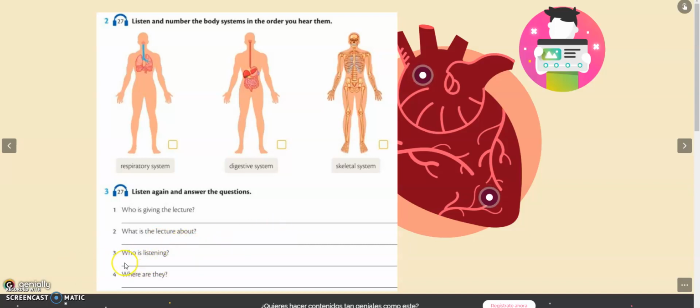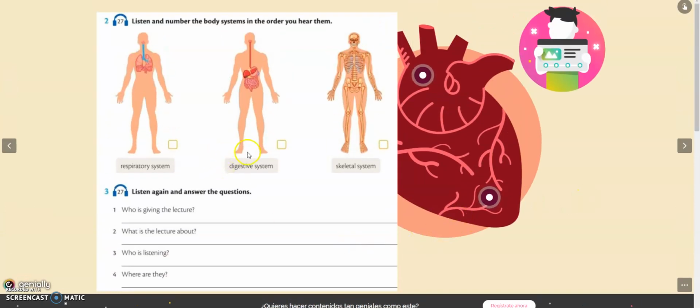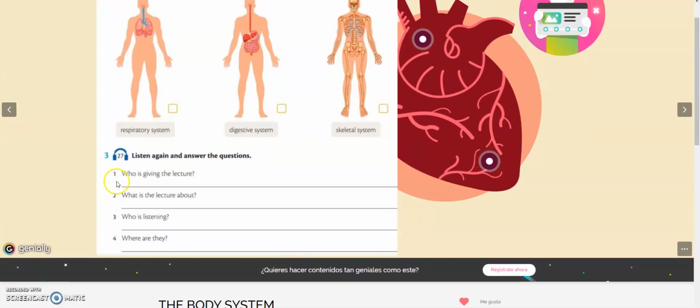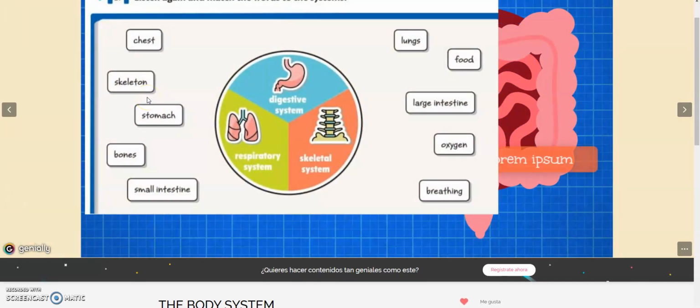Number 3, who is listening? If there is a teacher talking, then the people who are listening are probably the students. And finally, number 4, where are they? They are at school. Okay, so the teacher, the body systems for number 2, number 3, the students, and number 4, at school. Very good. Let's carry on. Let's go to the next page, on page 156.